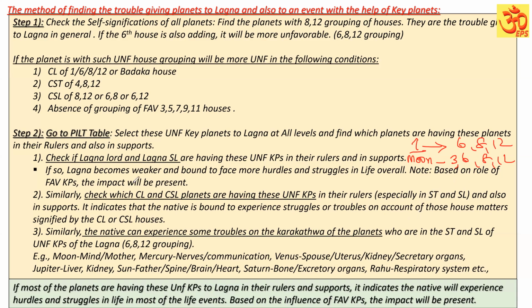So when we are checking this, we are going to check the strength of the Lagna. And as I said, we check which planets, which cuspal lord and cuspal sublord, have these unfavorable key planets, and those house matters. Importantly, if third house matters are connected to 6, 8, 12, the thought process is going to suffer. Here Lagna is going to face weakness. And suppose the Moon is connected to 6, 8, 12. All are indicating Lagna is unfavorable and weak. The thought process is also weak. The Moon is also weak.